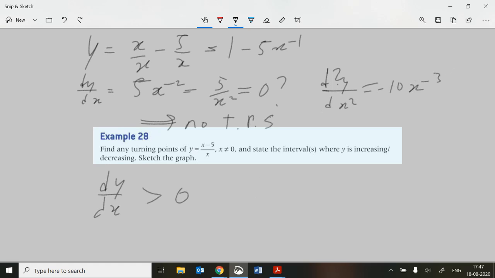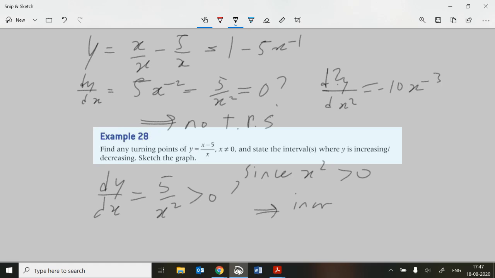Well, to be honest, I think you can probably just say instead, let's just think about this one. We've got 5 over x squared. Well, x squared is always positive, no matter what you put in, positive or negative numbers. So this is greater than 0, and since x squared is greater than 0, this has got to be greater than 0. And therefore, this is giving us an always increasing function.